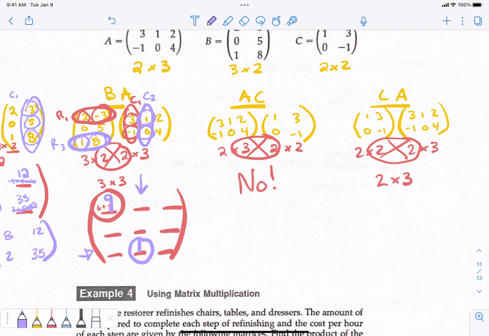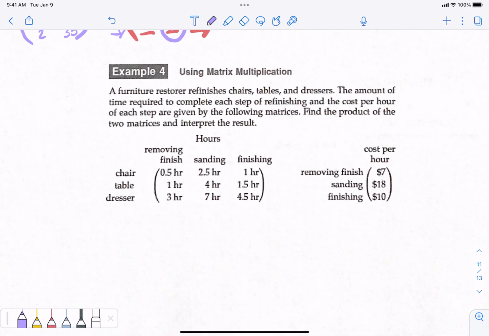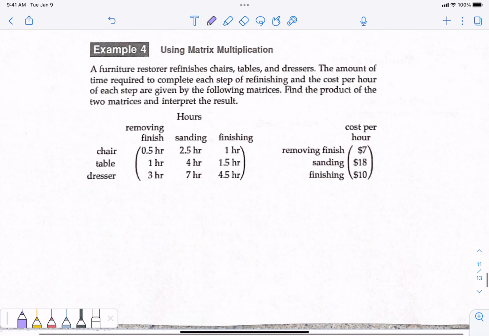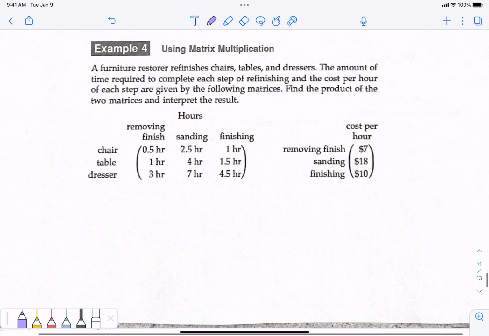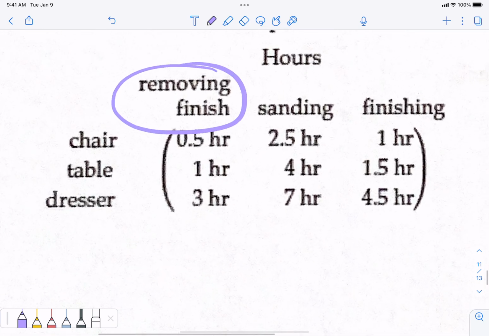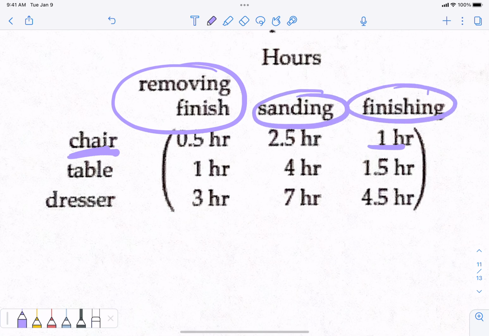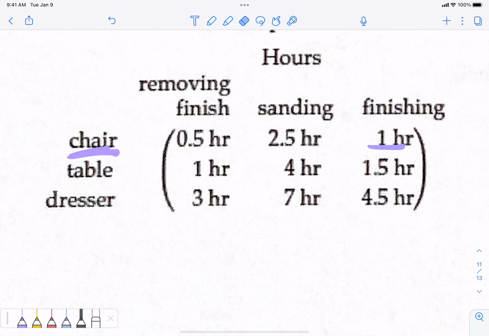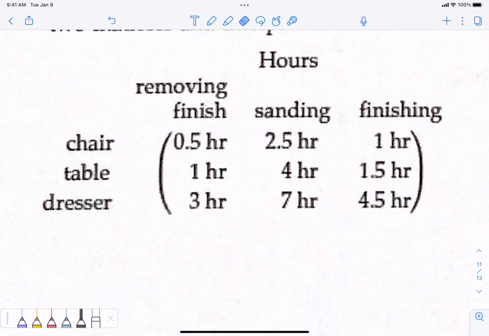Good? Okay, let's do the last problem, and then we'll just be done. Okay? Matrix multiplication is really good when you have matrices that look like this. So let's talk about the number of hours it takes. We're removing finish on a chair. We're sanding the chair, and then we're finishing the chair, like we're putting the finish back on it, okay? And it takes that many hours for each one of those things to do, right? Okay? For the table, it takes 1 hour to remove the finish, 4 hours to sand, and 1.5 hours to finish.